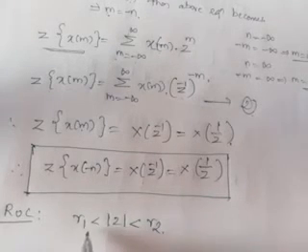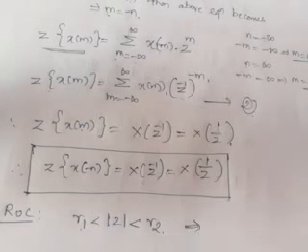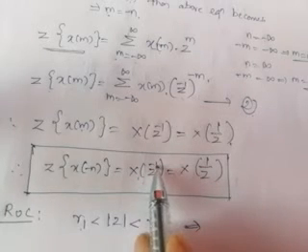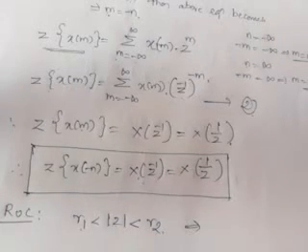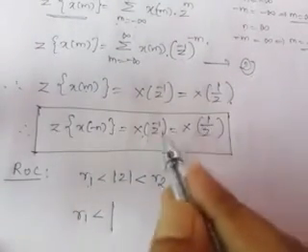Now what we are doing, it is the ROC of the given sequence x of n. Now after finding the time reversal in the discrete case, that is x of minus n, if we calculate the ZT, for that we are getting X of z to the power minus 1. So what we are getting? Simple thing, z is replaced by 1 by z, or z raised to minus 1.